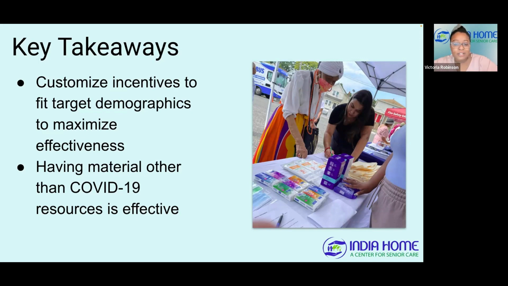And also having material other than COVID-19 resources is effective. Not everyone wants masks. Not everyone wants test kits. For India Home, at our food pantries, we found that masks were popular, but at schools, the adults didn't want masks necessarily. It was more that they wanted masks for their kids. So it really depends on a case by case scenario. But those are the key takeaways that I want you to have from this presentation. So I'm going to hand it back over to Shri.